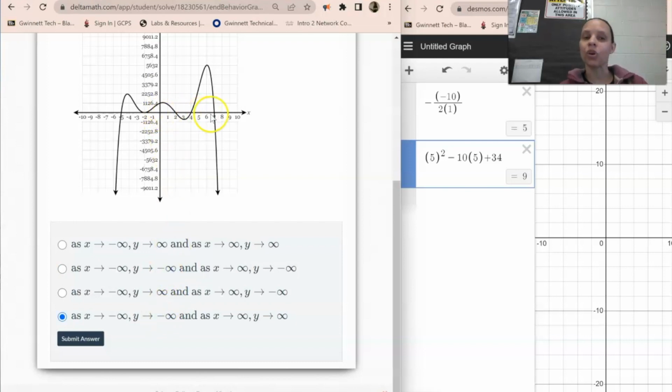As x is going to the right, as x is going to positive infinity, to the right, what's happening to the graph here? It is also going to negative infinity. So as x is going to the left and to the right, it's negative infinity. So it's this answer here. As x is going to the left, the graph is going to negative infinity. As x is going to the right, the graph is going to negative infinity.